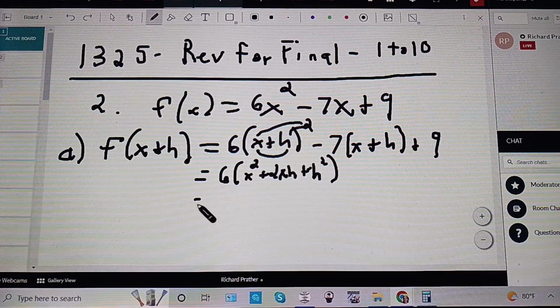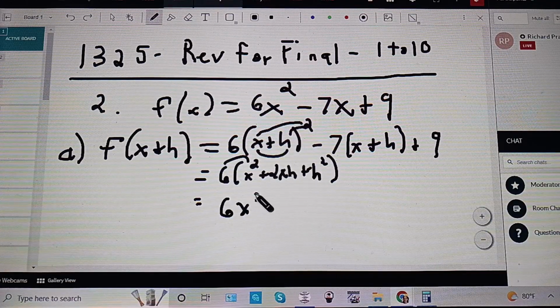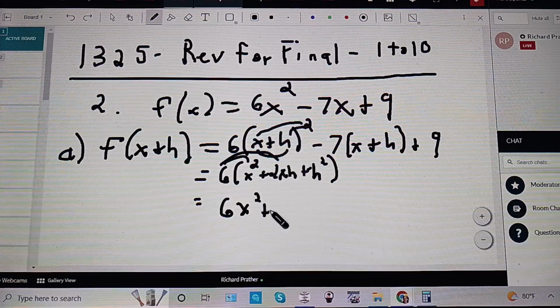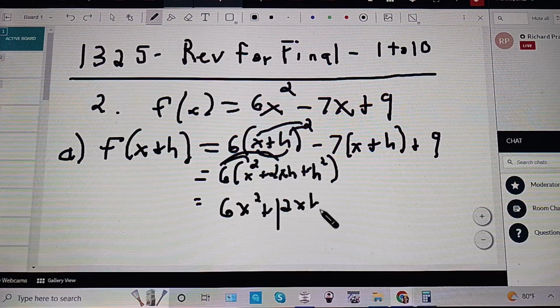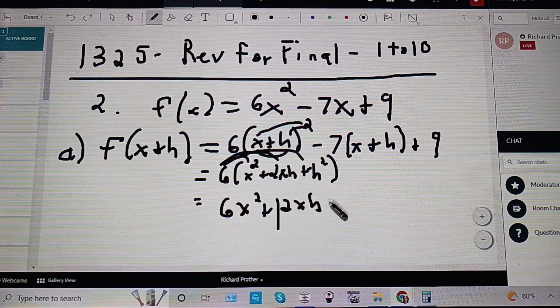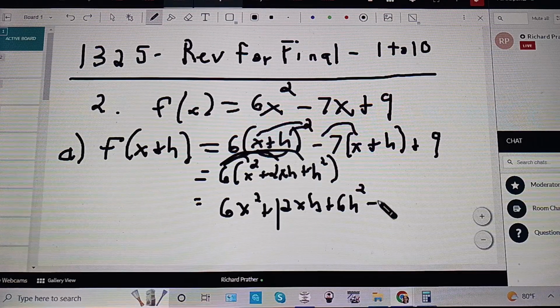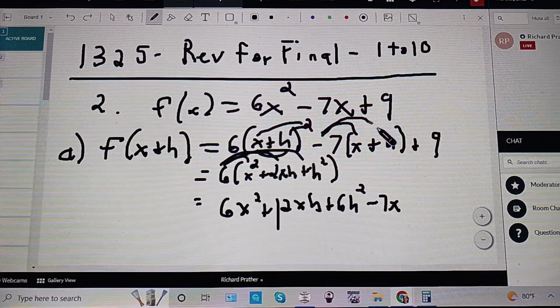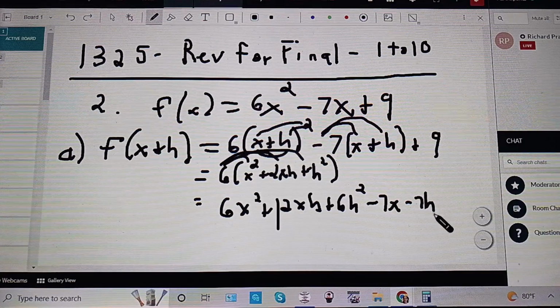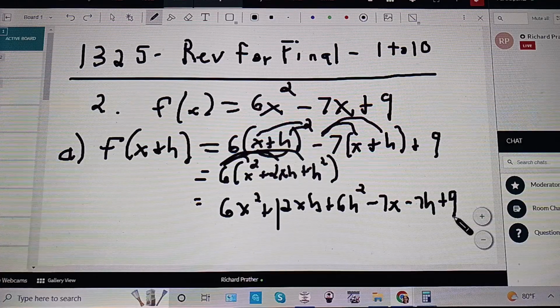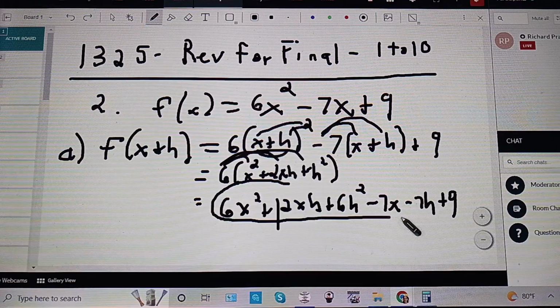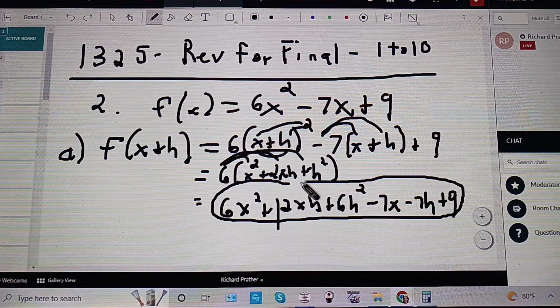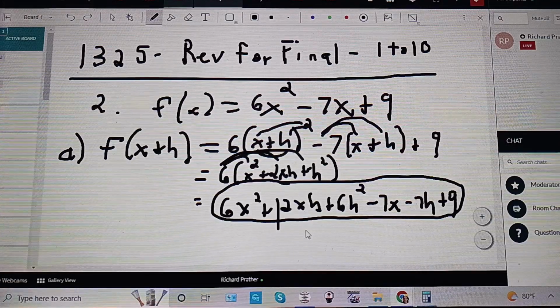And then let me just go ahead and do this all at once. So this will be 6x squared plus 12xh plus 6h squared minus 7x minus 7h plus 9. And it was very common on problems like this to get 6 terms out of all that. There's 6 terms here and they're all different. None of them are like terms that can be combined together.